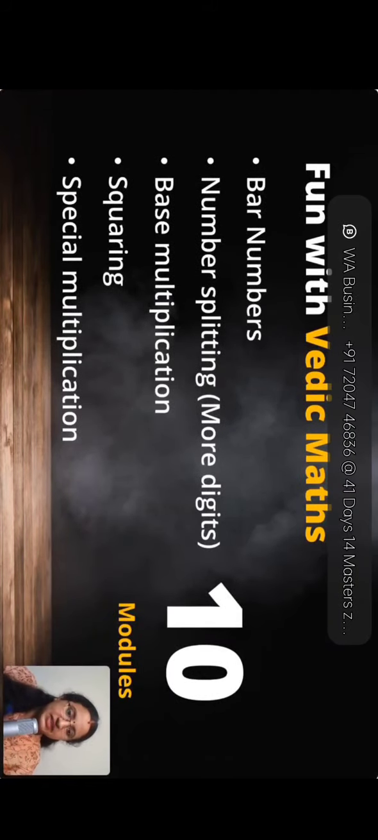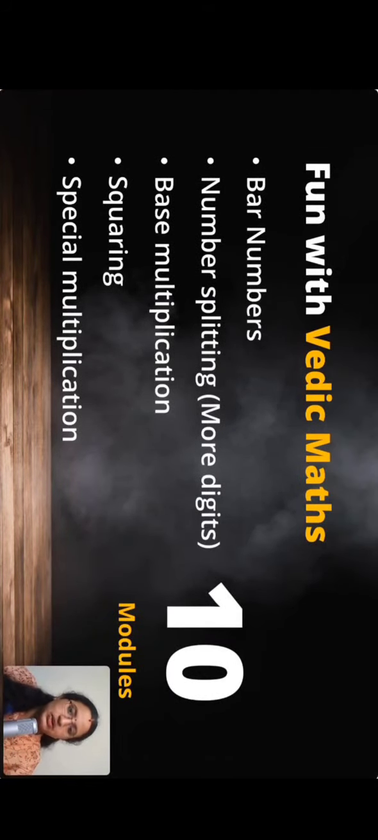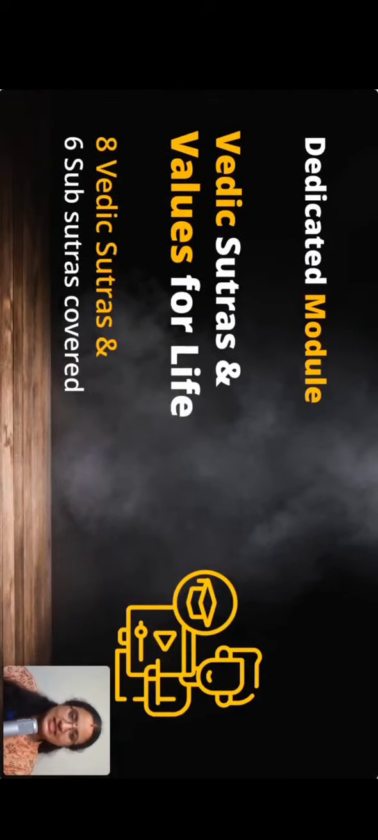And the next 5, that is sub module number 6 to 10, contains bar numbers, number splitting, base multiplication, squaring, and special multiplication. So from these concepts, a few is what I could do in the session, but in the main course you will find all these in detail.